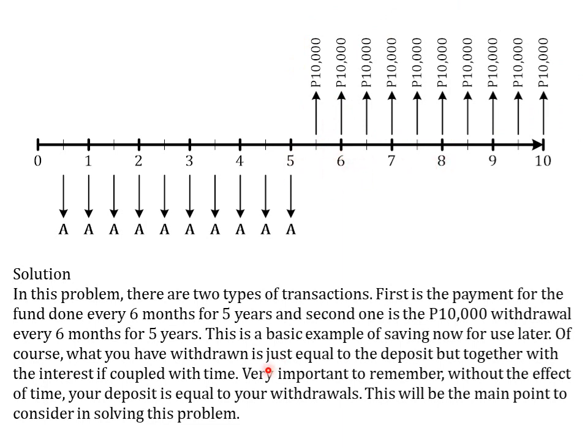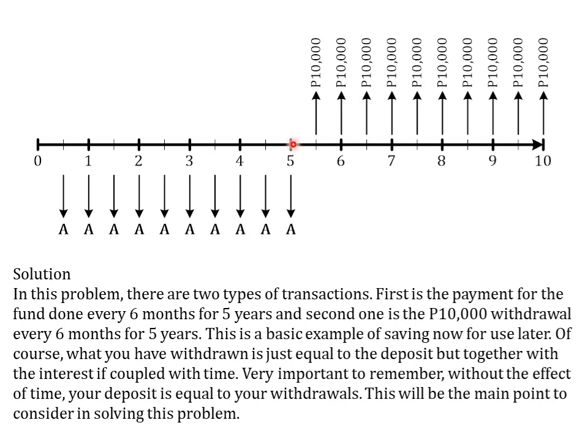Now, very important to remember, without the effect of time, your deposit is equal to your withdrawals. For example, if I'm going to determine the amount of my deposit and the amount of my withdrawal at the same period of time, let's say the amount of my deposit on the 5th year is also the same amount as the withdrawals on the 5th year. So without the effect of time, there is no effect of interest. They should always be the same.